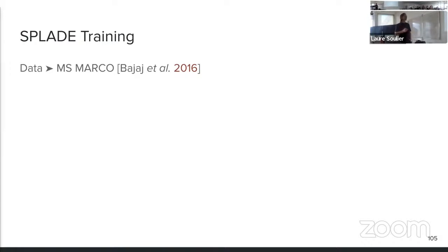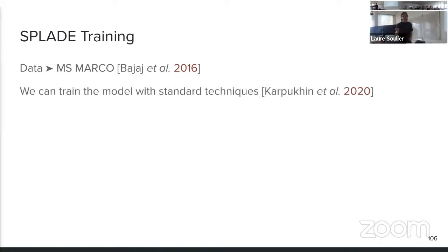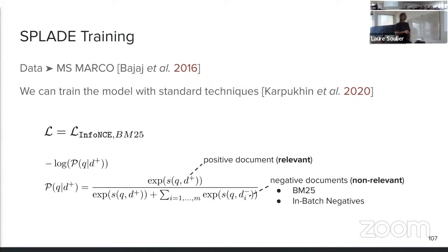It contains around 500,000 training queries with corresponding relevant documents. And so we initially relied on standard training techniques. More specifically, we trained the model by minimizing the negative log likelihood of the positive passage against a set of negative passages that are sampled with BM25, but can also be sampled within the training batches.